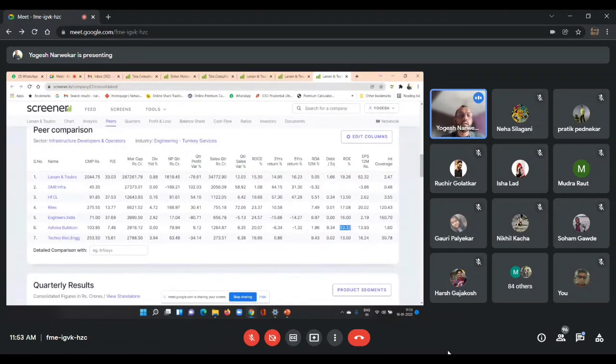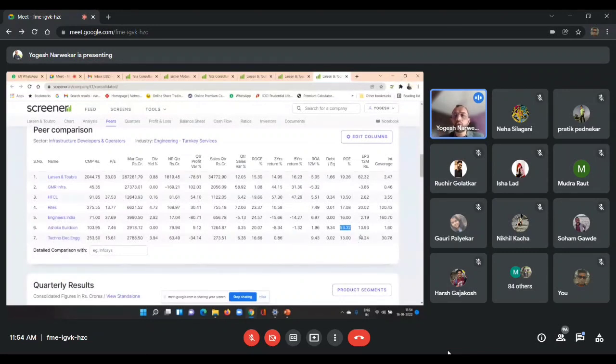So you might think Ashoka Buildcon is giving more return on equity to the shareholders, but there is a reason for it. It is because the company has got more debt. So is it better if the company has got more debt? No. Generally, for any good company, a debt equity ratio around 1 is okay, or maybe slightly more than 1. If it is going beyond 1, then it is an alarming sign.